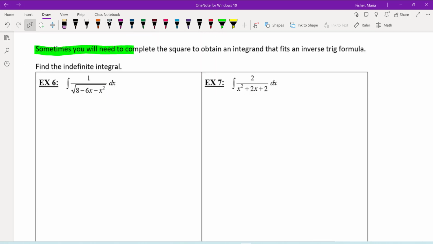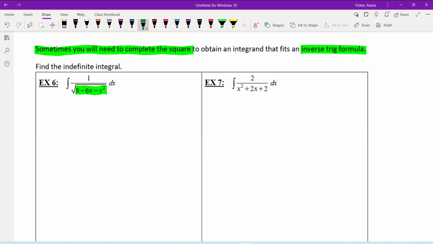Sometimes we're going to need to complete the square to get an integrand that fits into an inverse trig formula. So let's look at number 6 and 7 where we're completing the square. Well, if you look at number 6, it doesn't look like a basic form, but it does have that square root, which makes me think maybe inverse secant or inverse sine. But what's underneath the square root is not a perfect square minus a perfect square, so I know I have to do a little bit of work.